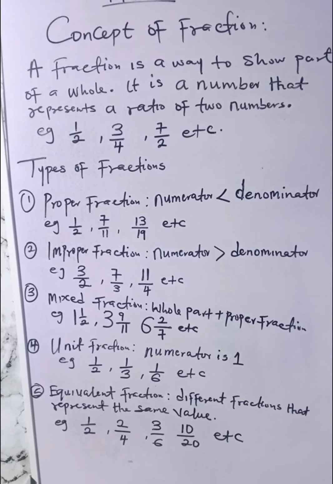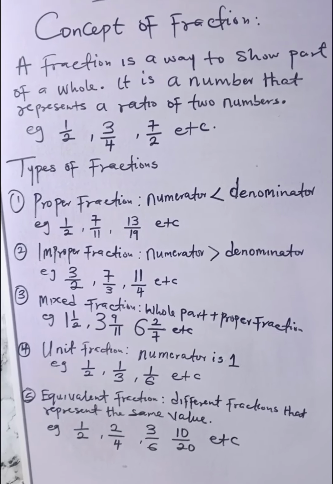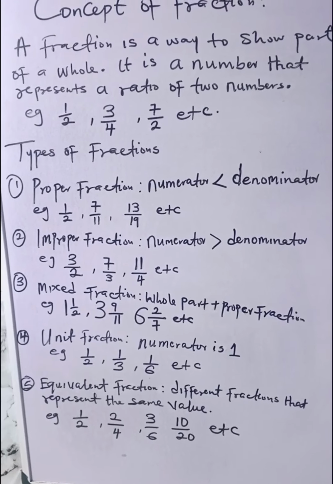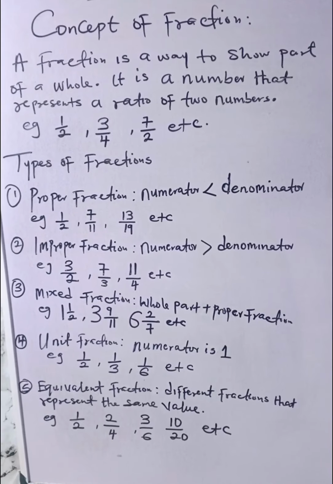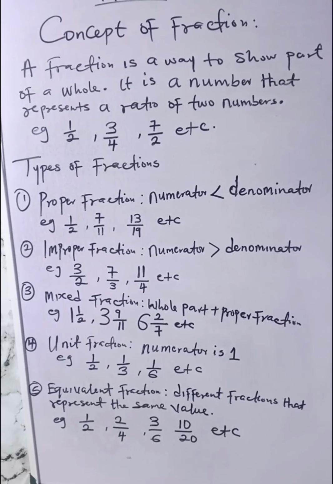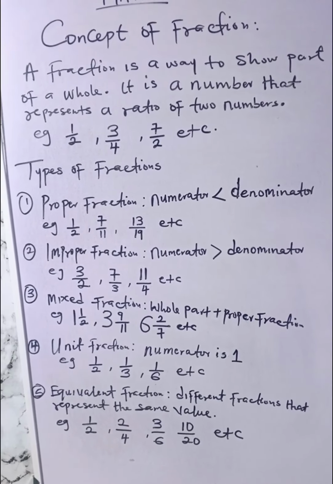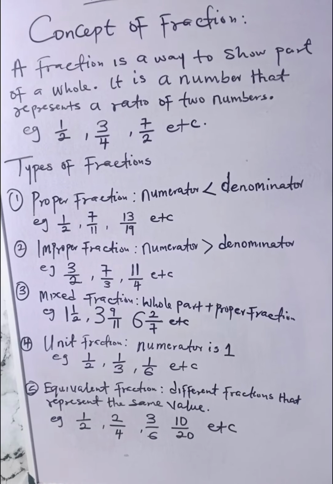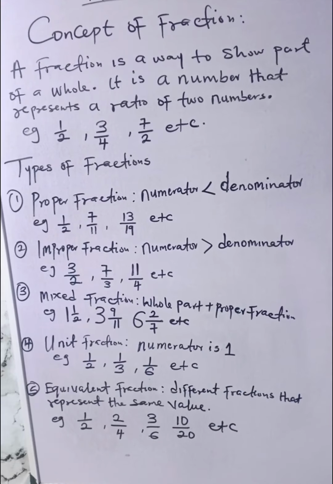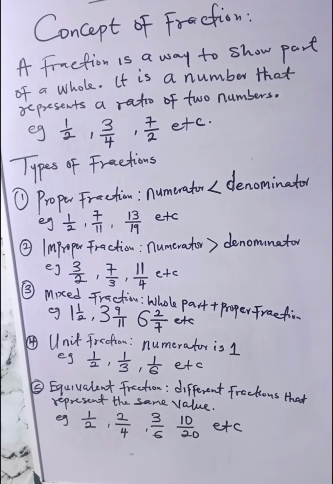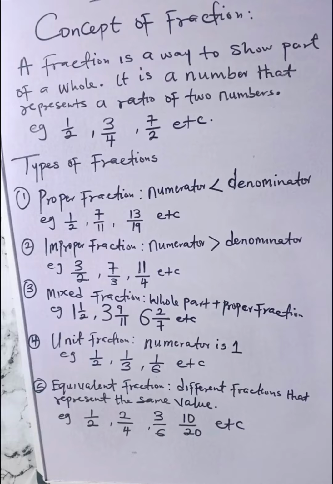Then we have improper fraction, on the other hand. If the numerator is greater than the denominator, you call it improper fraction. Then we have mixed fraction. A mixed fraction is the type of fraction that contains a whole part, and it also contains a proper fraction. Like we have 1 whole number 1 over 2, 3 whole number 9 over 11, and 6 whole number 2 over 7, respectively. These are examples of mixed fraction.